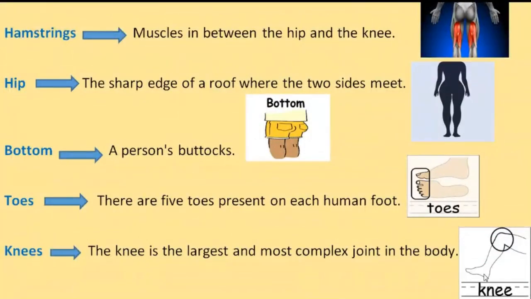Hamstrings. Muscles in between the hip and the knee. Hamstring. Muscles in between the hip and the knee. Hip. The sharp edge of a roof where the two sides meet. Hips.